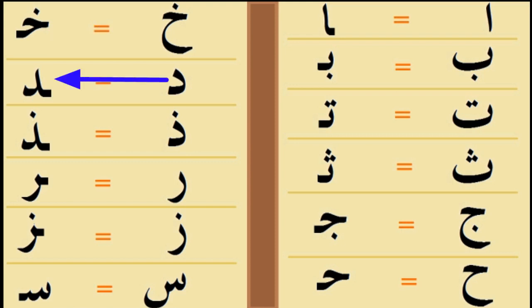A short dal looks like this. It has a little tail. A short dhal is the same as a short dal, but with a dot on top. This is a short ra. And this is a short za. The short sin is just the head of the sin. The body is missing. Let's turn the page now to learn the short forms of the rest of the letters.